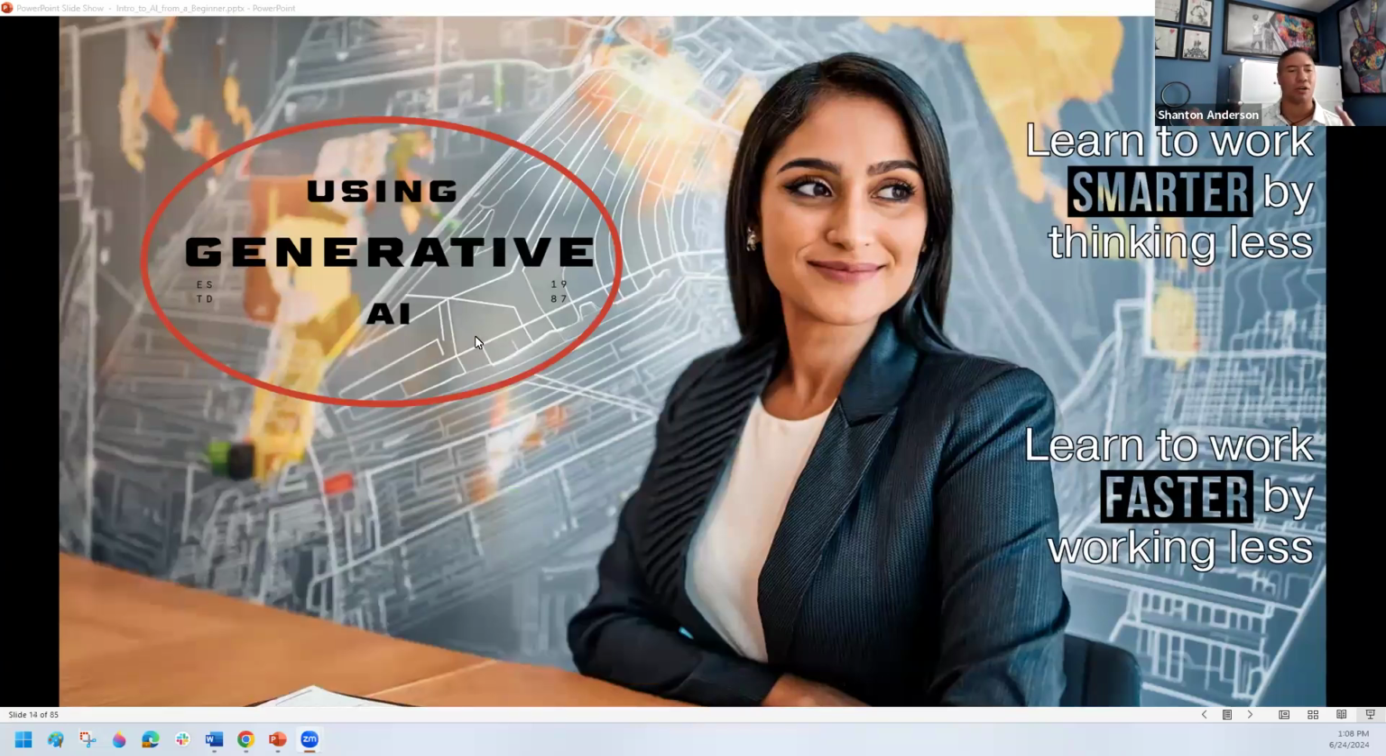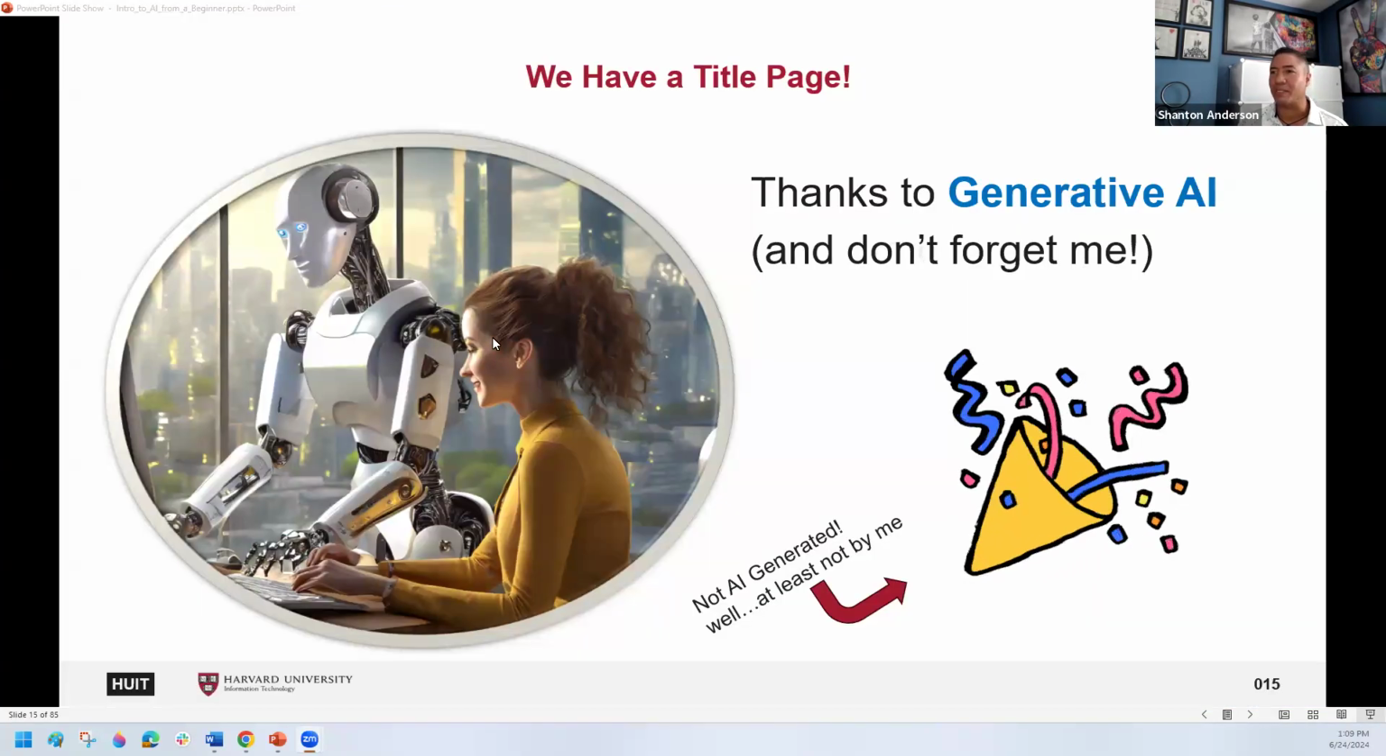This is my starter deck, the starter of our deck. We finally made it to a real title page. So this is called Using Generative AI, Learn to Work Smarter by Thinking Less, and Learn to Work Faster by Working Less. So I thought that I liked this close-up image. I liked the way that all this looked. But I think, continuing on. So yeah, we finally have a title page thanks to generative AI.